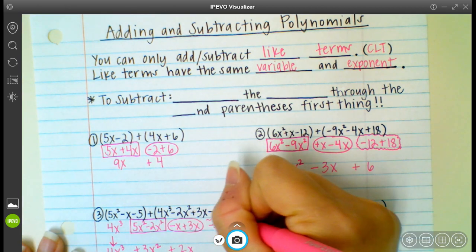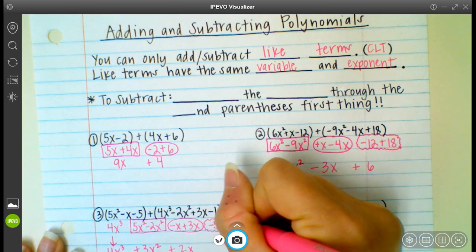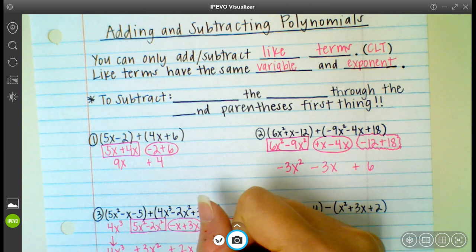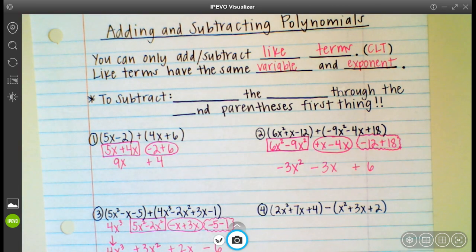And don't forget about the last grouping. So negative 5 minus 1, pardon me, guys, would end up giving us negative 6. And that is how we add.